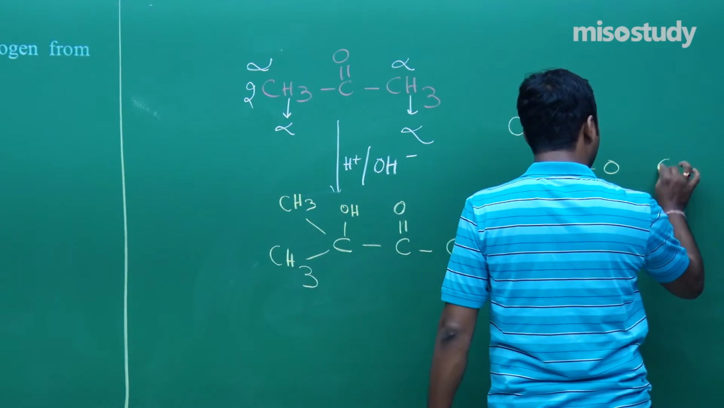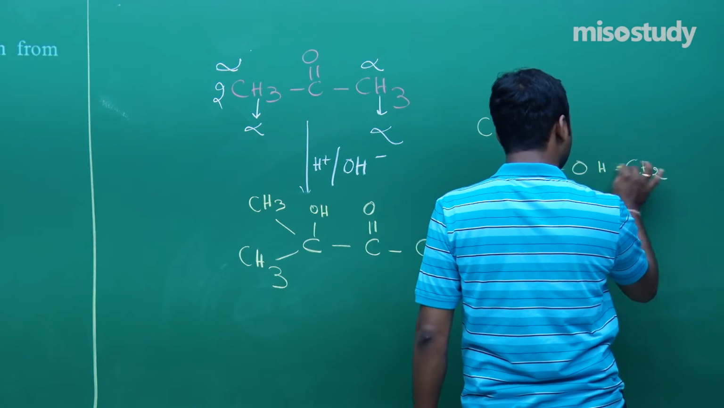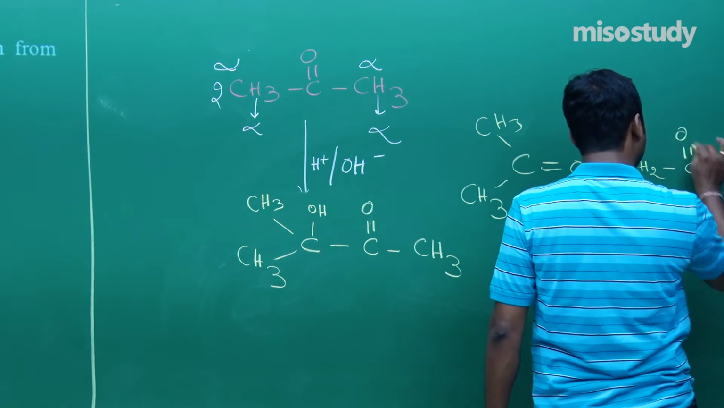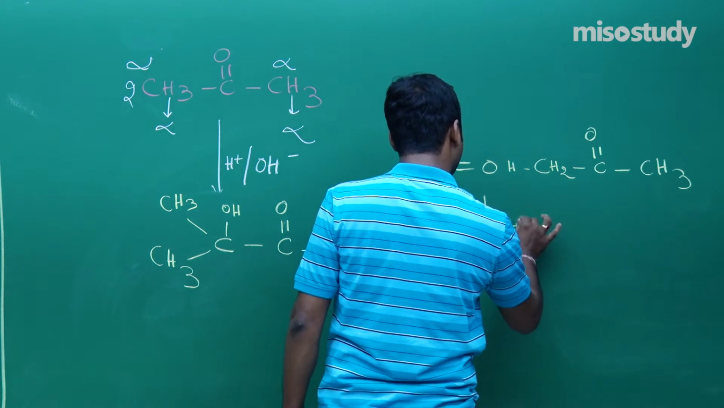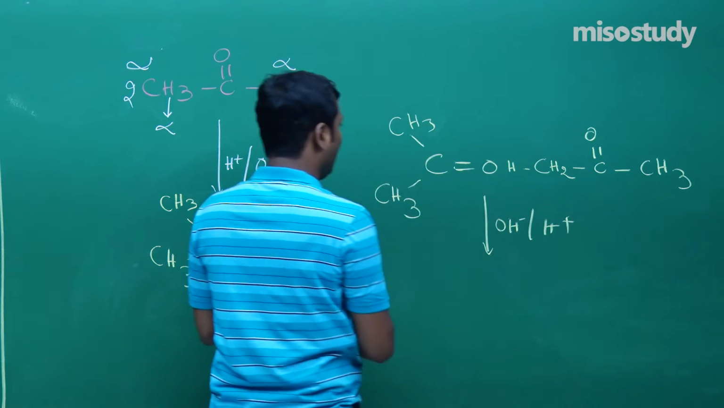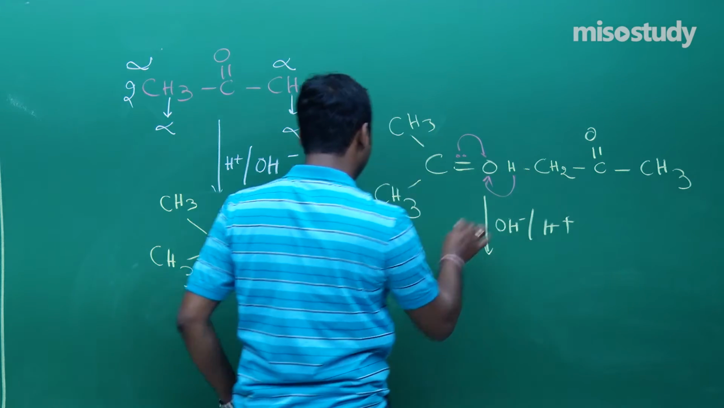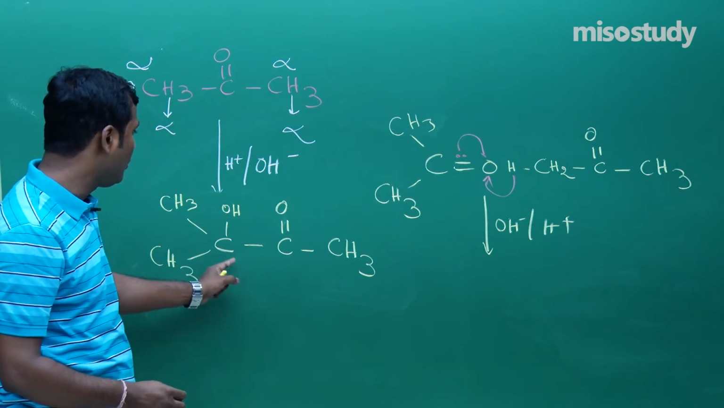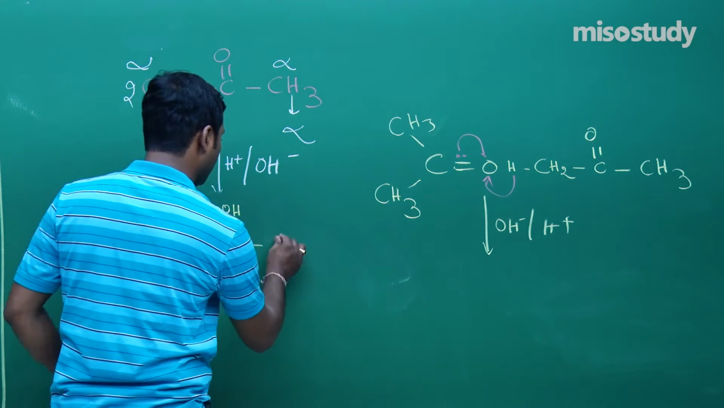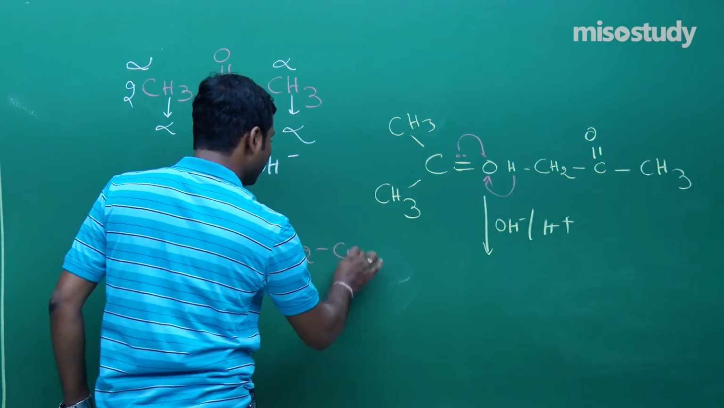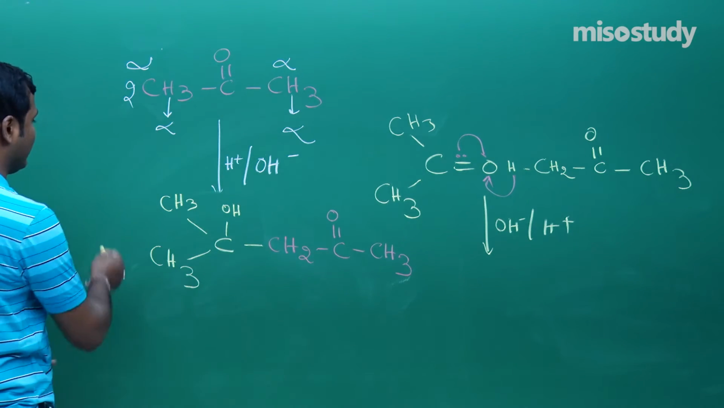Clear to you? Now CH2, then H, then C double bond O, then CH3 in presence of base or acid. What will happen? This bond will break and this will come here and form CH3CHO. Then wait for a moment. Let me note down CH2, then C double bond O. Now you can easily understand by this example.